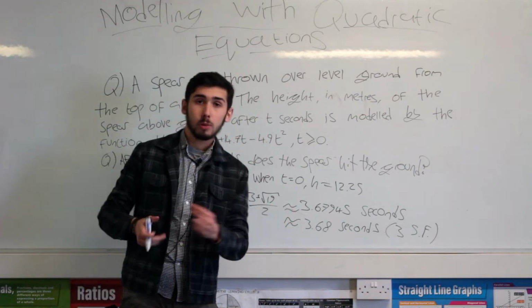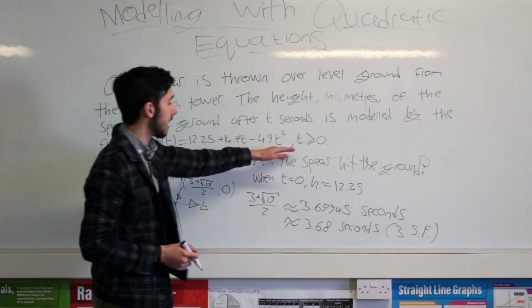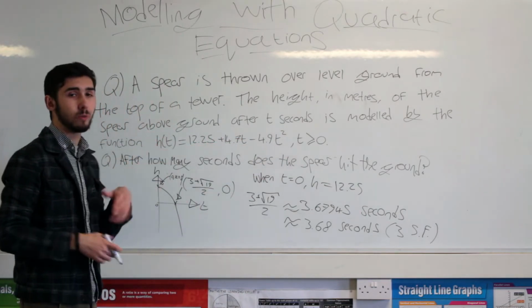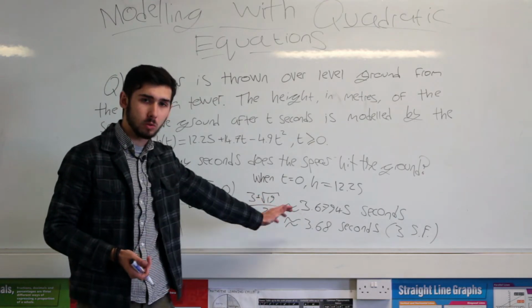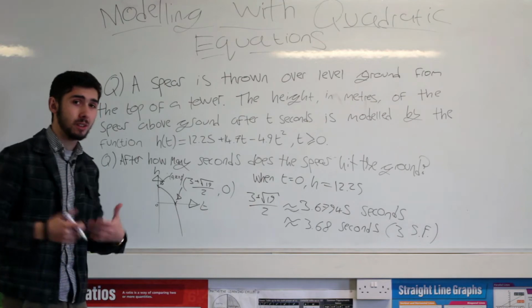If you plug 3.68 into this formula for t, you should get 0 or very close to 0, because we have rounded it. It was not going to be exact, but you should get more or less a 0, which means it's touched the ground at that moment.